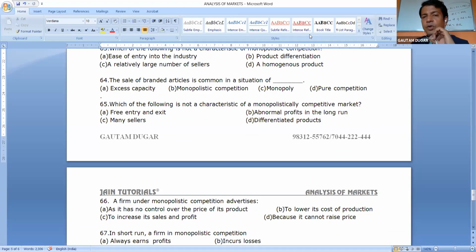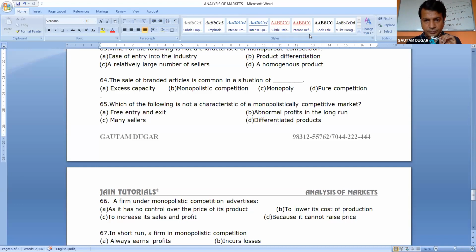65. Which of the following is not a characteristic of a monopolistically competitive market? Yes, B is not a feature. Abnormal profits in the long run are usually not possible.